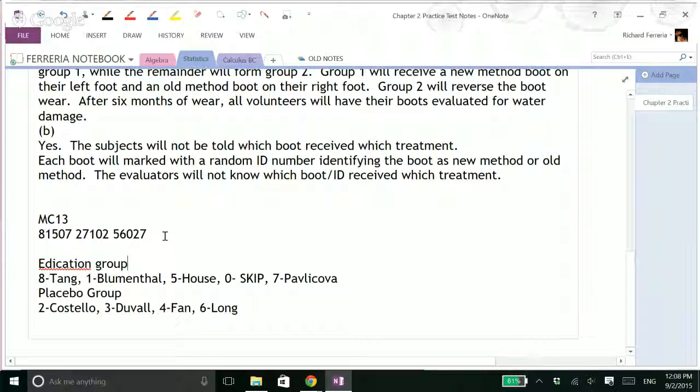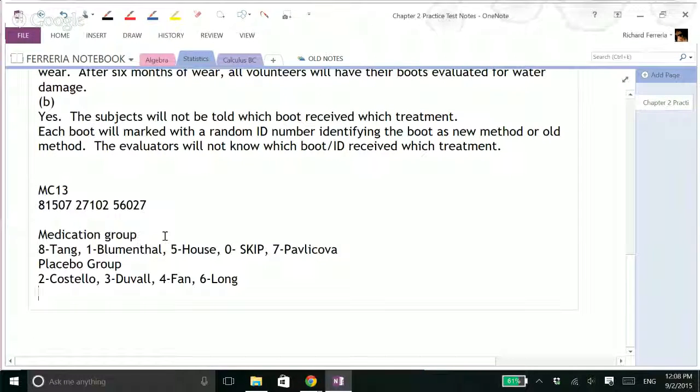Now, when this was a test question, we got this wrong all the time, because they would answer with Tang, Blumenthal, House, and Pavlikova, which is the opposite of the correct answer. The correct answer is Costello, Duval, Fan, and Long, because they're asking for the placebo group.